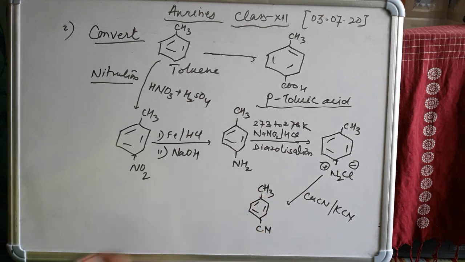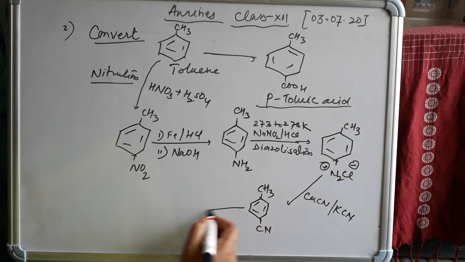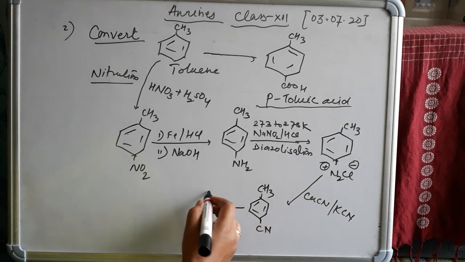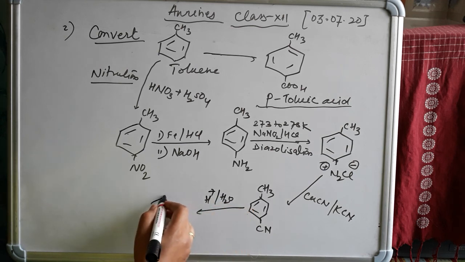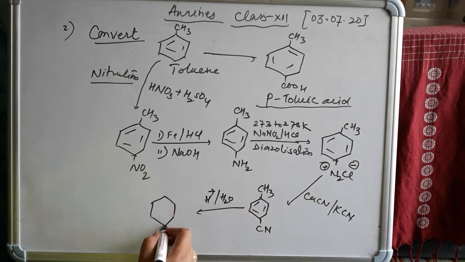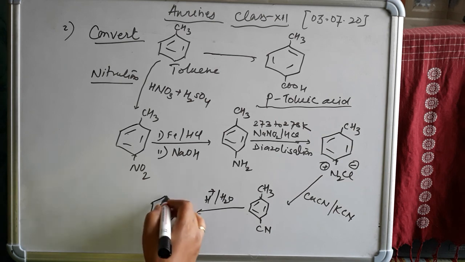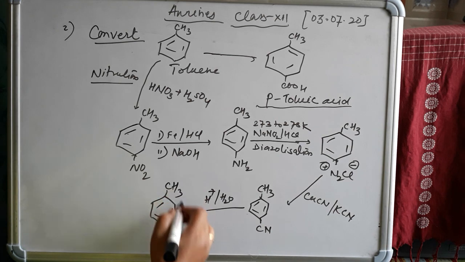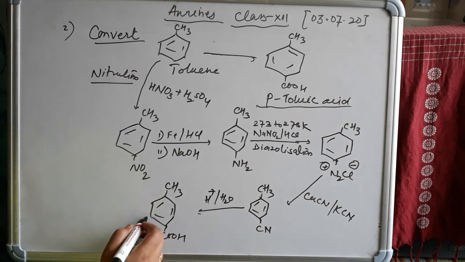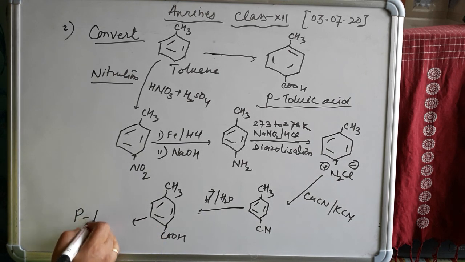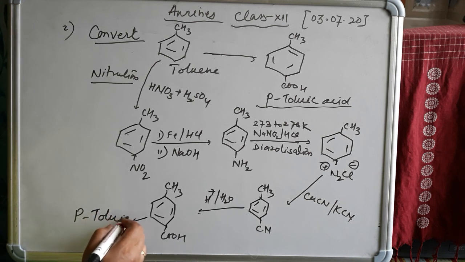Now the CN group comes at this position, and hydrolysis of this group leads to the formation of para-toluic acid, and this is our main or desired product, para-toluic acid. So how does this happen?